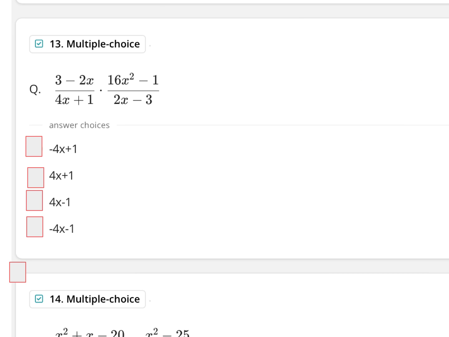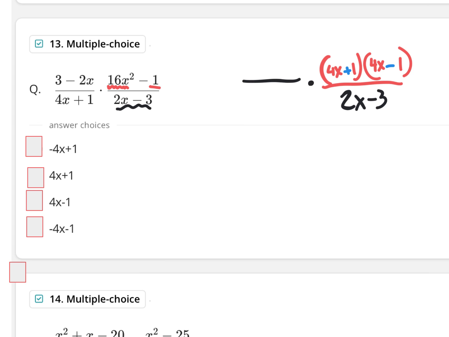Let's do that to the numerator of the second fraction. So second fraction, let's factor. The square root of 16x squared, that'll be a 4x. The square root of 1 is 1. And of course, because we have a minus, one has to be plus and one has to be minus. Anyway, the denominator, 2x minus 3, can't do anything to that. Let me just rewrite it. We have times, first fraction, 4x plus 1, can't do anything with that.